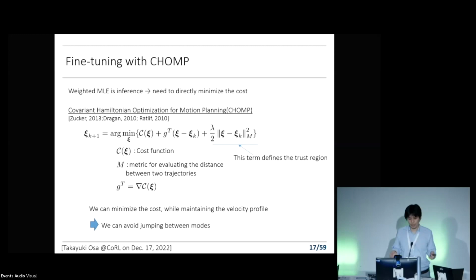Okay, now we formulate the problem as inference, but the result of inference may not lead to the exact solution of minimizing the original cost function. Therefore, we need fine-tuning of the trajectories. For fine-tuning, we use CHOMP, which stands for covariant Hamiltonian optimization for motion planning. Here is the update rule of CHOMP, and this term is actually a trust region term. In the standard implementation of CHOMP, we can maintain the velocity profile before and after the trajectory update. This property is very suitable to our framework because we can keep the shape of the trajectories as much as possible, and we can avoid jumping between different modes. If you're new to the field of optimization-based motion planning, I recommend you check this paper.